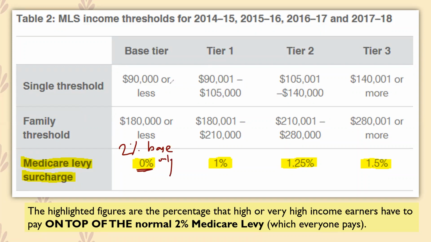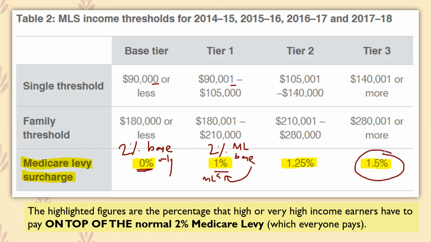Tier 1 though, literally the minute you earn $1 over $90,000, you fall into the next bracket, which is tier 1. From this point, if you're a single person, you've got to pay an extra 1%. So you pay the 2% base Medicare levy, and then on top of that, you also pay the extra 1%, and that's the Medicare levy surcharge, the additional charge. Okay, same thing for the next one and for the next one.